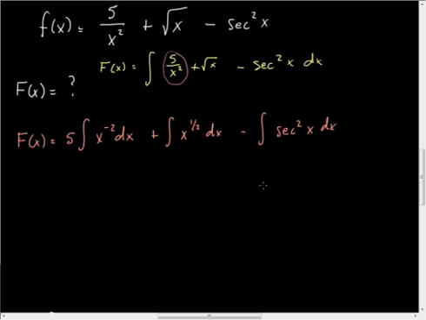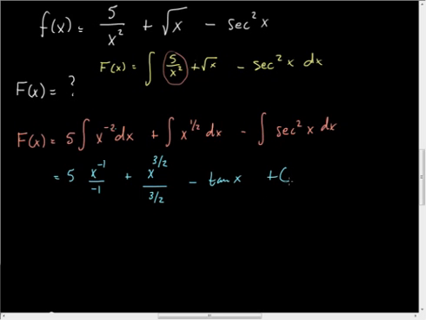Okay, now that I have that, I need to increase the power. This is equal to 5. Now I need to increase the power by 1 and divide by that same new exponent. So if I increase negative 2 by 1, I get x to the negative 1 all over negative 1, plus x to the 1/2 increased by 1 is 3/2. X to the 3, wow, that is an awful, awful 3. Let me just go ahead and fix that up just a little bit here. Divided by 3/2, minus the integral of secant squared, which is tangent x, plus c.